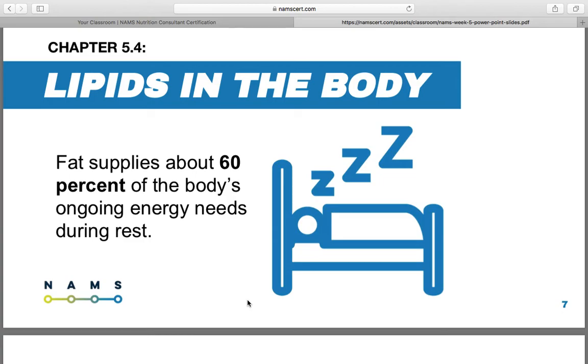Fat supplies about 60% of the body's ongoing energy needs during rest. So that's a big number there, 60% of the body's ongoing energy needs. So that's another reason why fat is so important for you. We did discuss that carb is our number one energy source, but you also have to get in your fats as well.